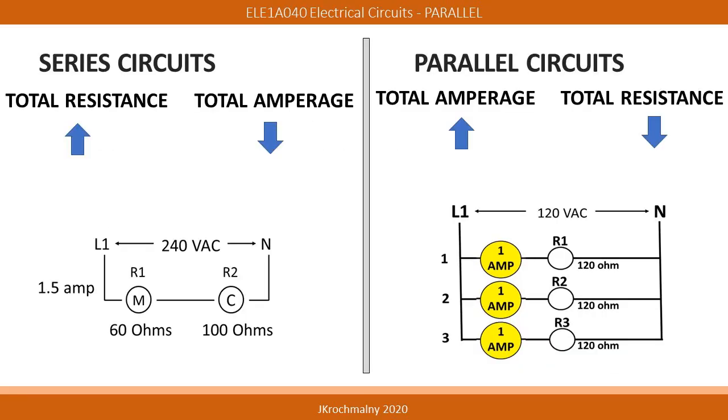Let's step back and review what we've learned so far. In series circuits, the total resistance of a circuit was added together with the resistance of each particular load. This total series circuit resistance then determines the amperage flow as a result of the pressure difference of the voltage. In series circuits, the greater the total resistance, the lower the amperage.